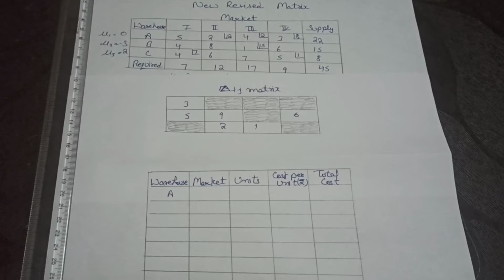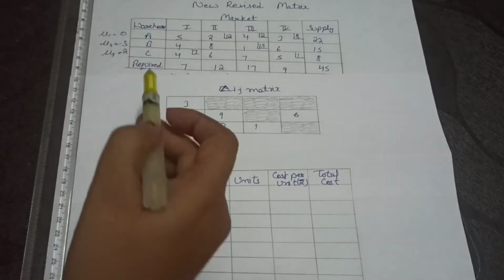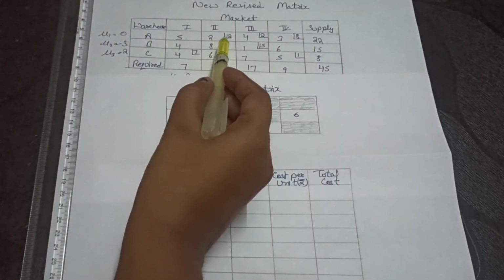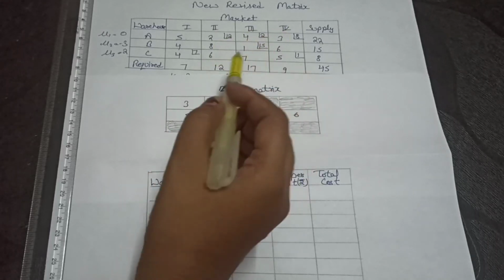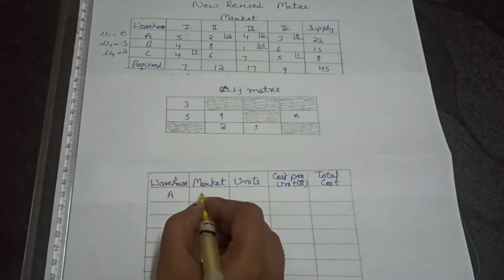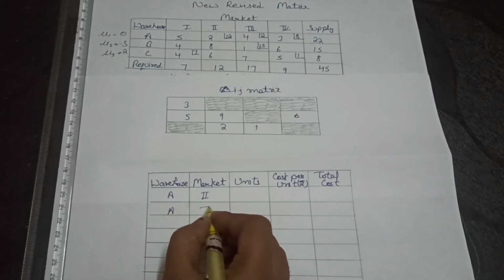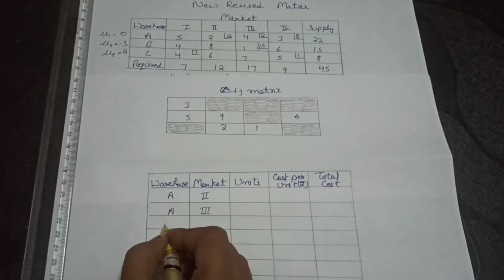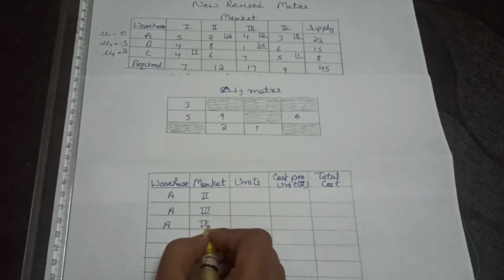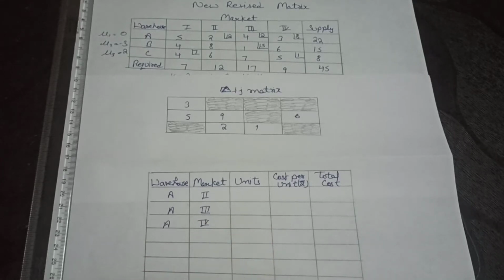Now we will calculate our minimum total shipping cost. For this, we will check our allocations. First of all, we have warehouse A. A has given supply to second, third and fourth. Now we will write A to second, A to third, A to fourth. We will also write our units.